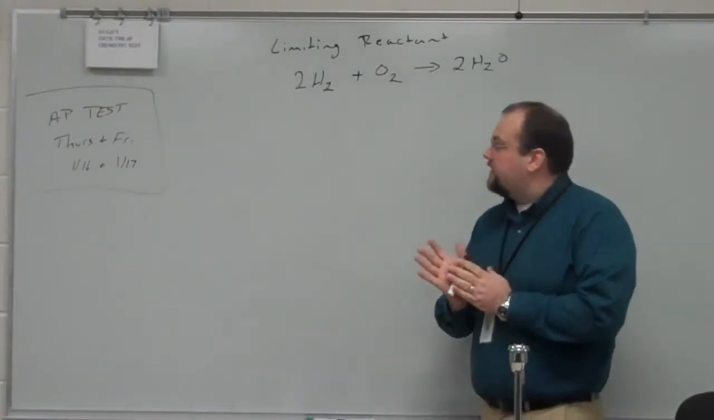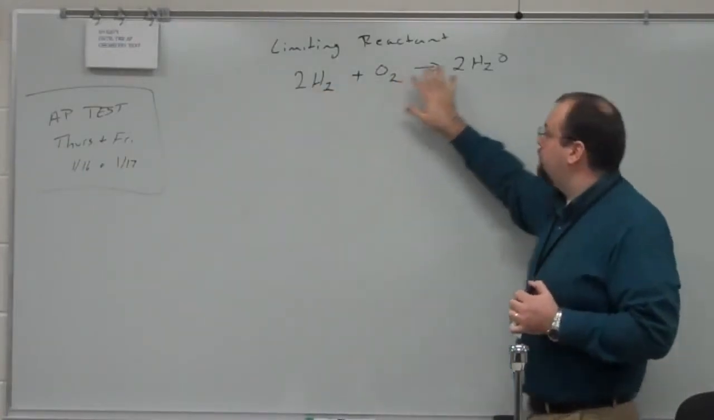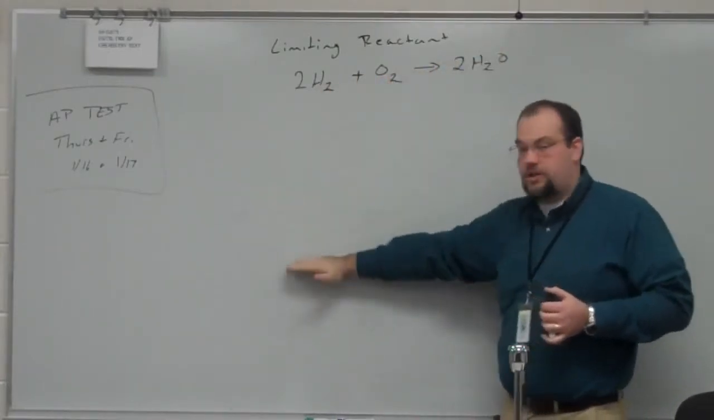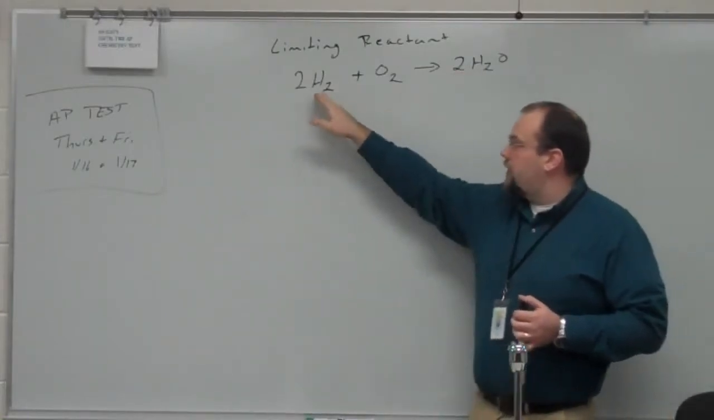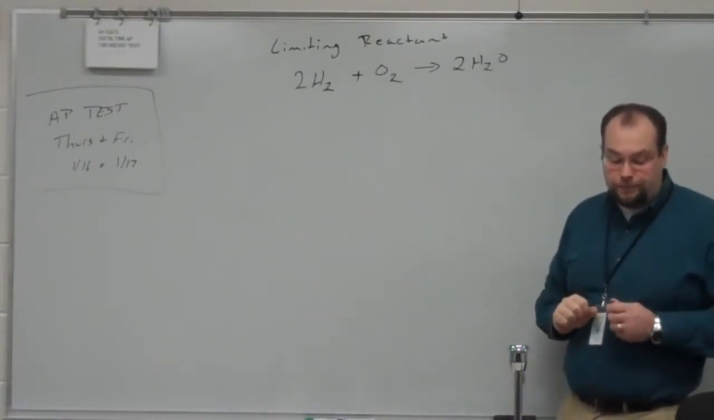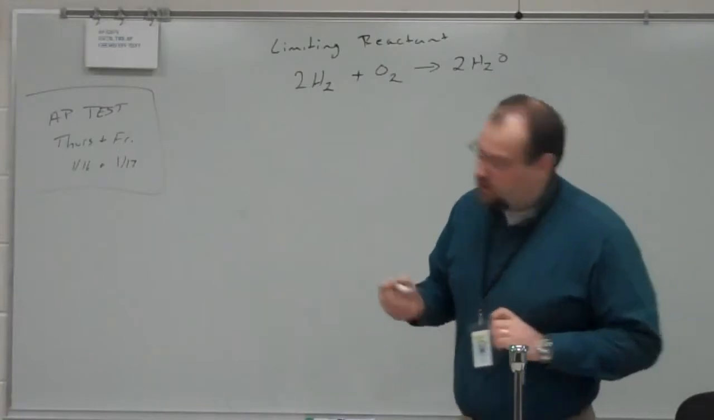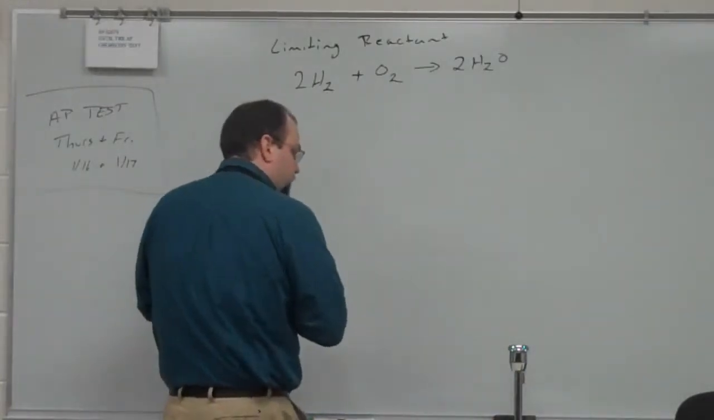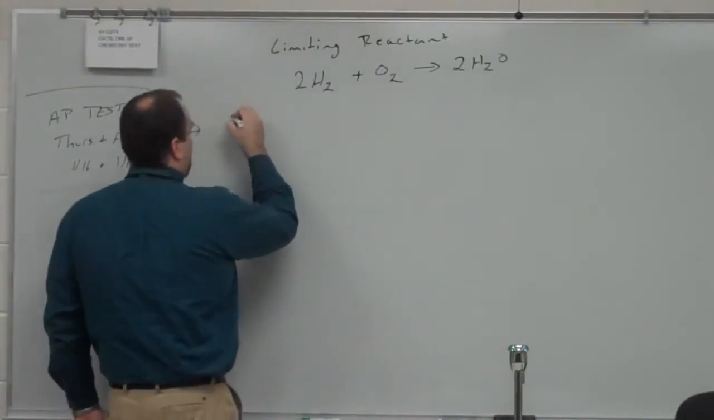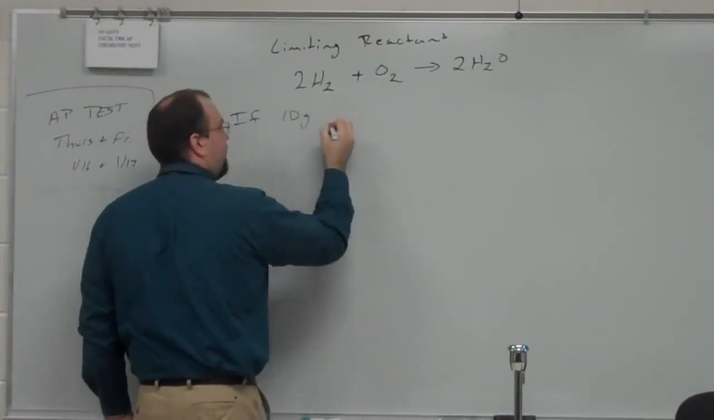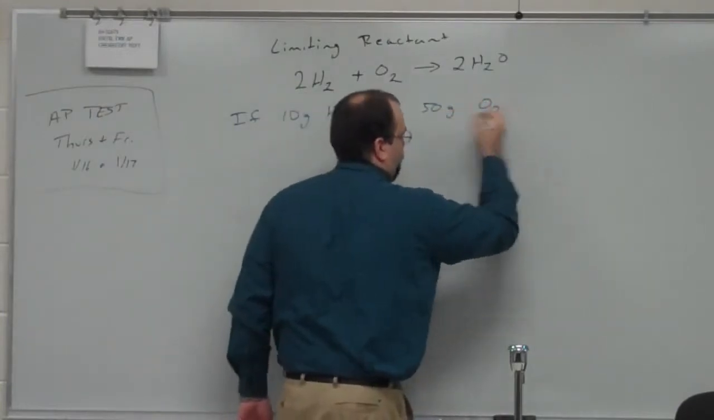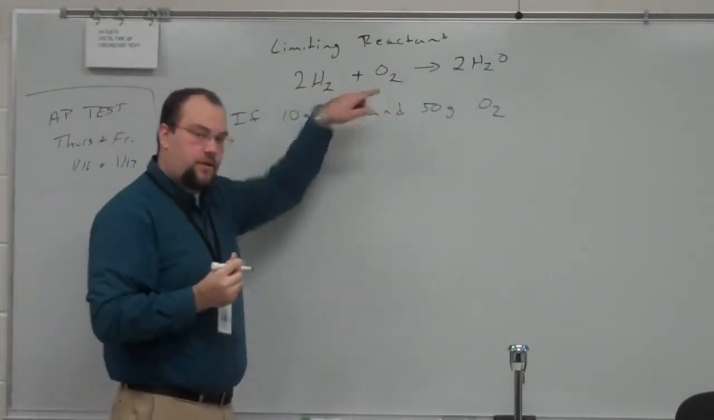To find the limiting reactant, we essentially have to calculate how much product will form given each reactant. So we'll be doing two stoichiometric equations. In this case, we'll be doing one for hydrogen and one for oxygen. And we'll figure out which one runs out first. In order to do that, we need a couple of givens. So let me write this in blue, make it stand out a little bit more. Let's say I have 10 grams of H2 and 50 grams of O2.